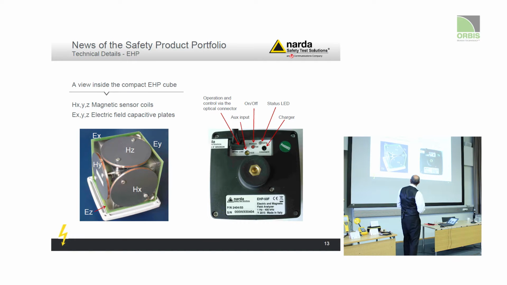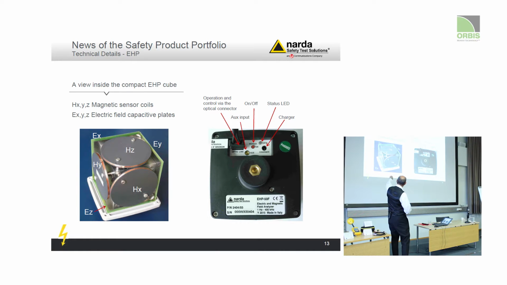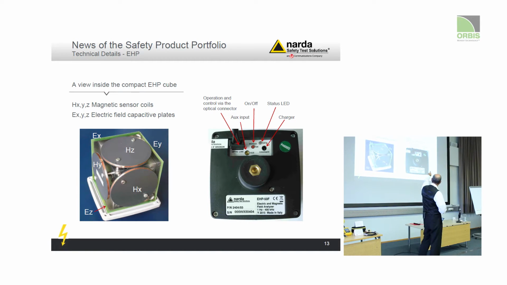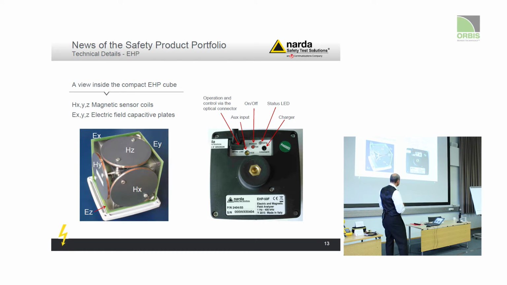So inside the EHP looks like that. So you have the 3 electrical sensors, EX, EY, and EZ on the bottom. And you have the 3 magnetic coils, HY, HZ, and HX. So field capacitive plates and magnetic sensor coils. You even have an auxiliary input there. So you can use this also as a spectrum analyzer for low frequency. Charger, power on-off status LED, and the operation and control via the optical link.